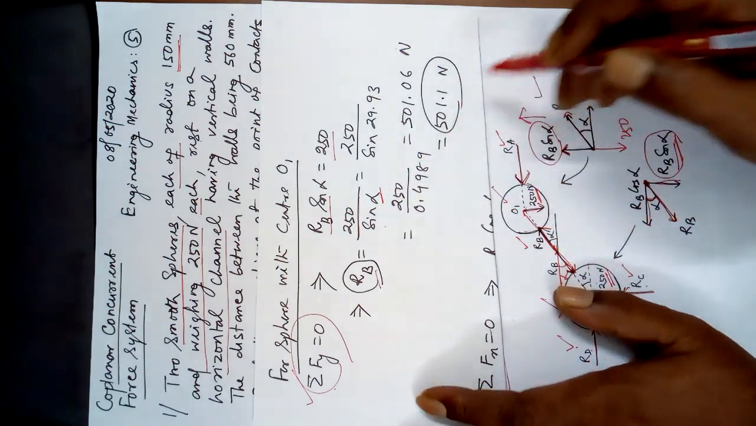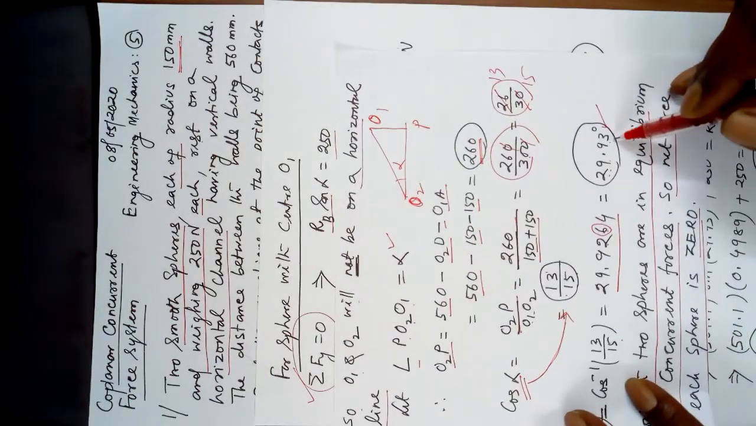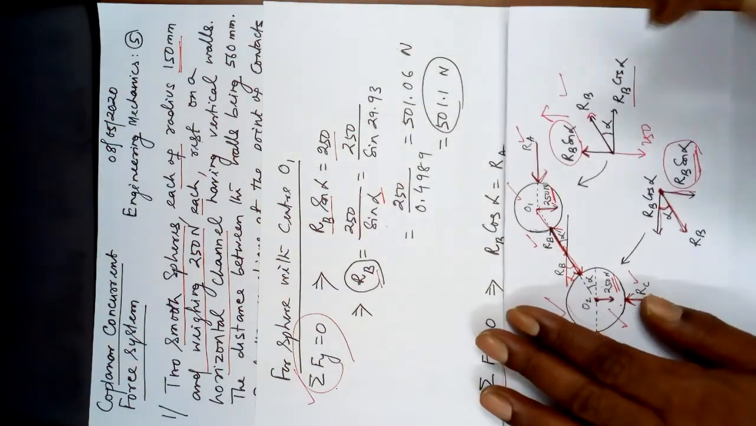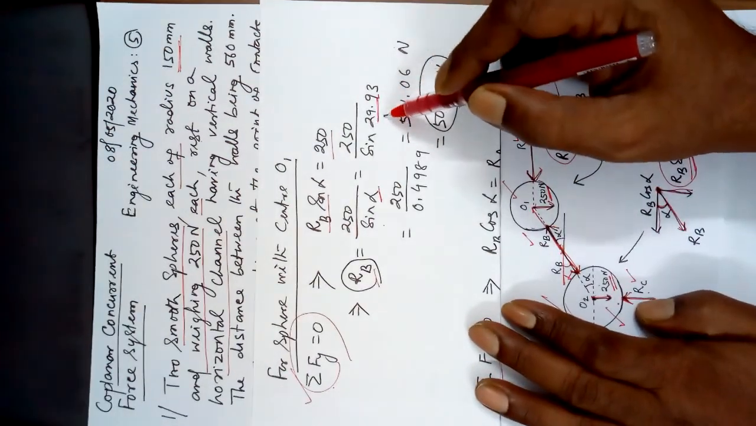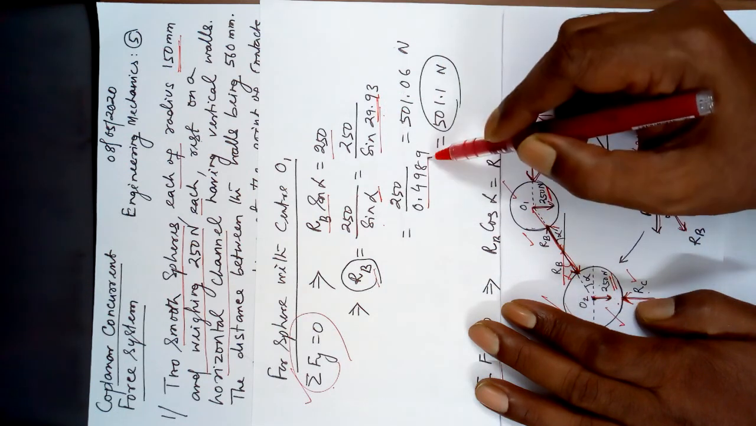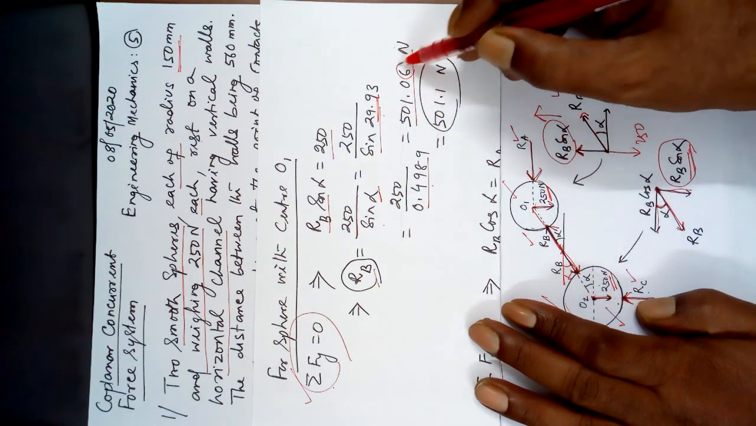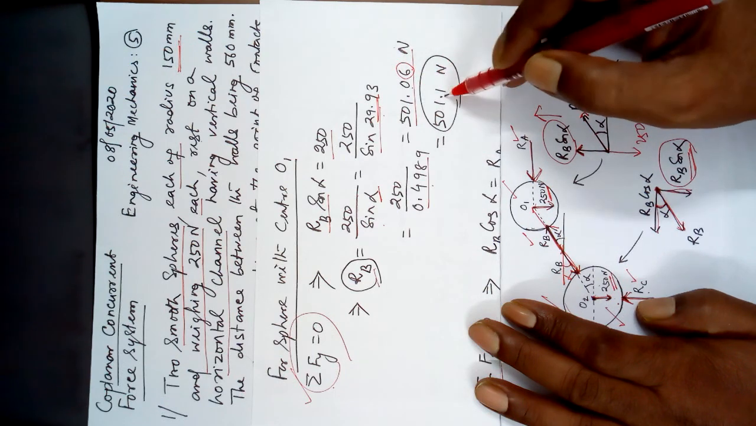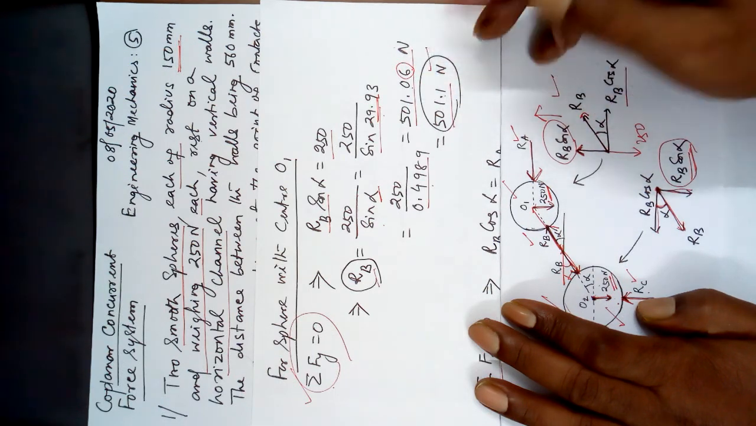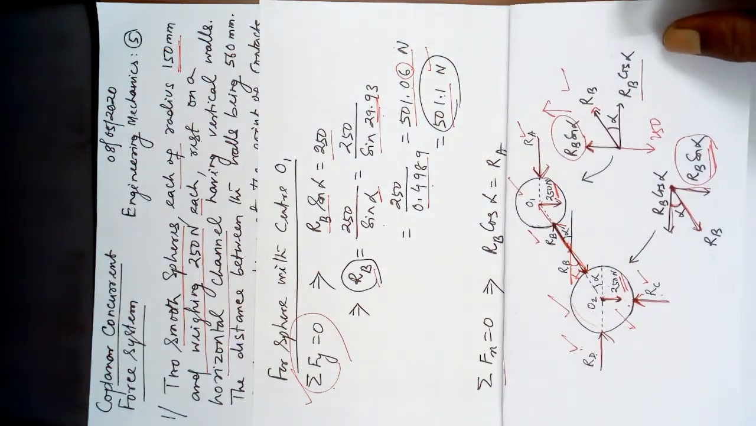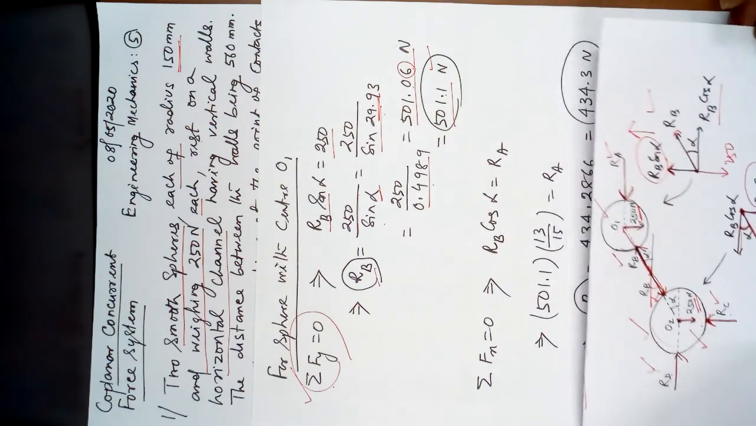Alpha I have just calculated, that was equal to 29.93. So put the value of alpha here, and using a scientific calculator, 250 divided by this comes out to be this much Newton. So rounding off, since it is greater than 5, this becomes 1. So 501.1 Newton.